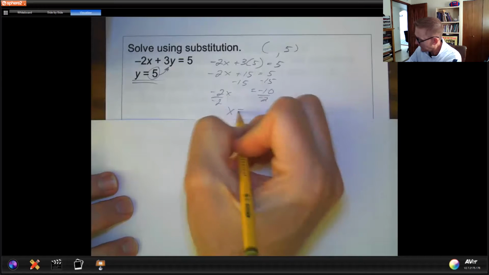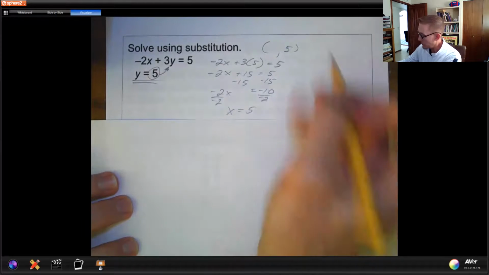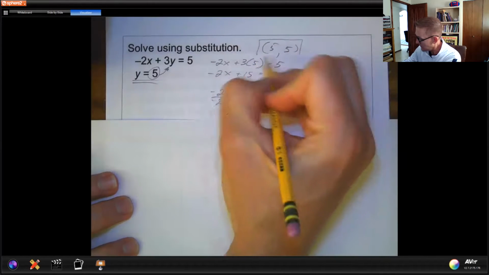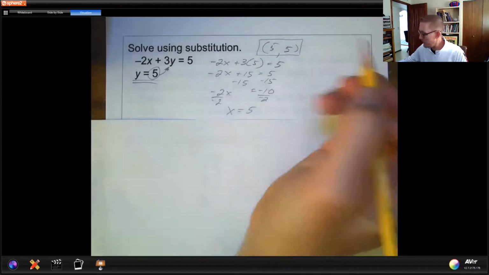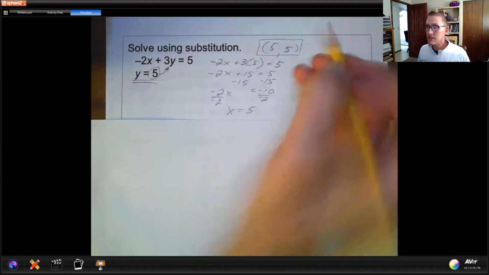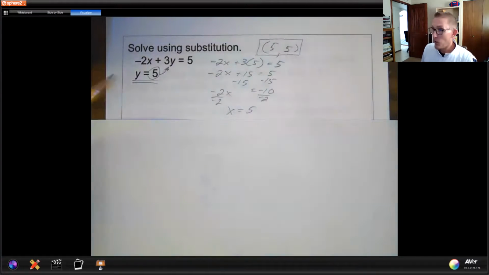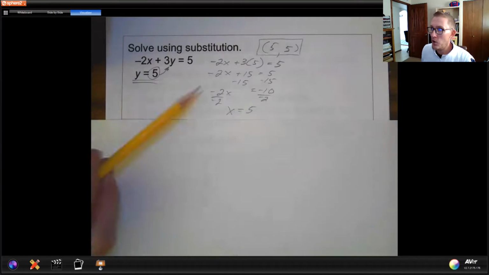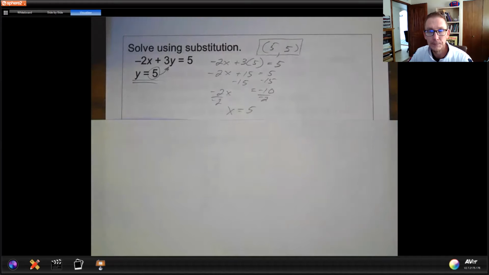Divide, and x equals 5. So the solution to this system then is (5, 5). What that means is if I was to graph the y equals, which is a horizontal line, and I was to graph the first one by getting it into mx plus b, they would cross at (5, 5).